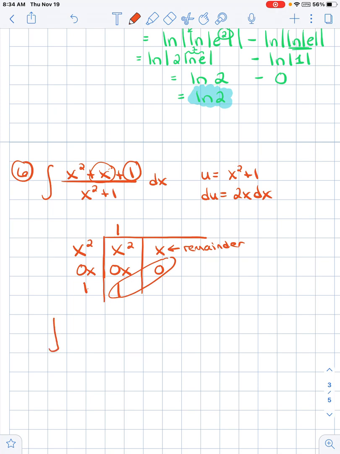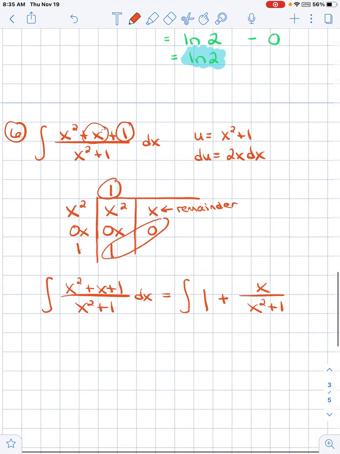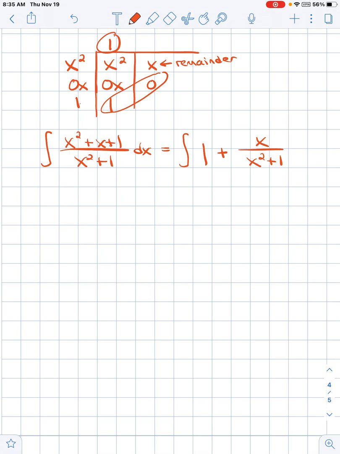Okay, if I rewrite this, I'm going to start out like this: x squared plus x plus 1 over x squared plus 1 dx. When I did that long division, I ended up with this 1 whole time. So x squared plus 1 went into the numerator 1 whole time. That's what this was. Plus I had a remainder of x. So it's plus x over x squared plus 1. Okay, this looks like it might be a little bit more manageable.